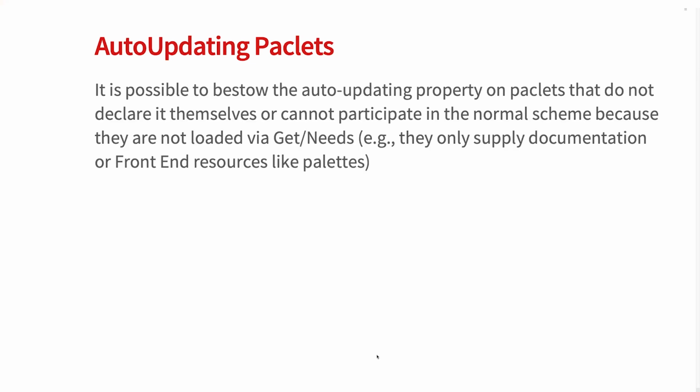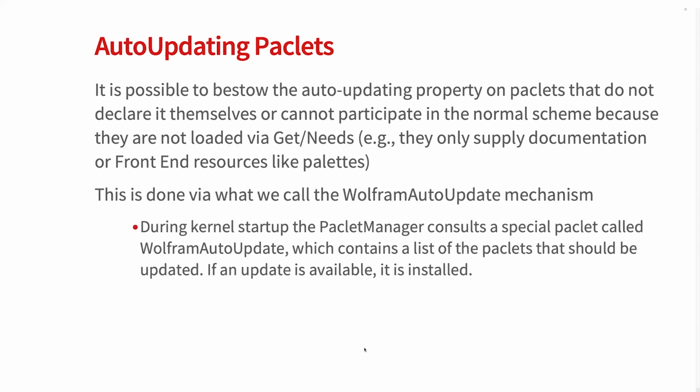way. It is possible to bestow the auto updating property on Paclets that don't have it because they don't declare it themselves, or importantly, they can't participate in the auto update mechanism because they don't have code that's loaded with get or needs, like a Paclet that has documentation only, or only front-end resources like a palette or something. Those Paclets cannot participate in the auto update mechanism because users never call get or needs or find library or anything on any of their resources. So there is a way to bestow this property, and we call this the Wolfram auto update mechanism.